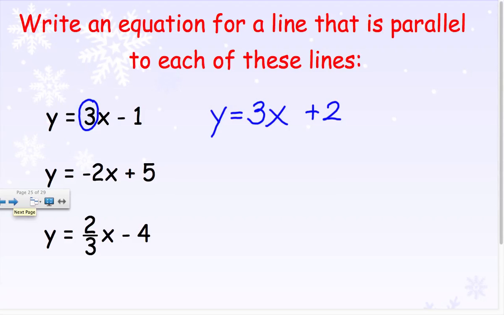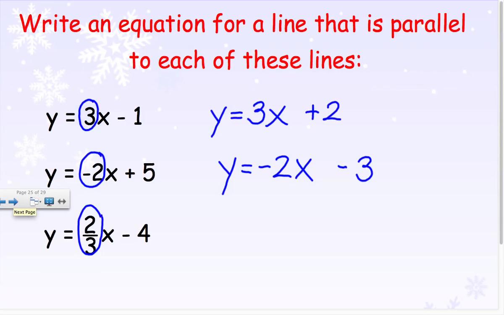For y equals negative 2x plus 5, my slope is negative 2, so my line parallel to it has to have a slope of negative 2. And I can make up any y-intercept I want to, but it can't be plus 5. I'll say it's minus 3. And for the third one, y equals 2/3 x minus 4, my slope is 2/3. So that means the line parallel to it has to have a slope of 2/3. And I can pick any y-intercept, it just can't be negative 4. Let's pick 0.